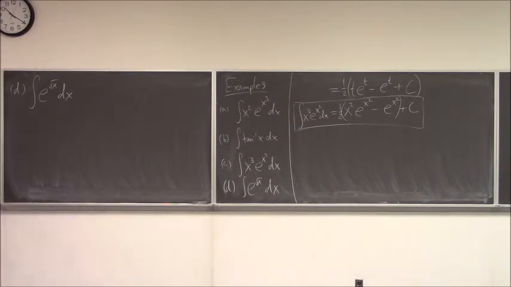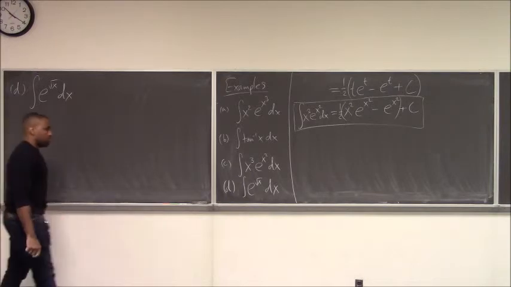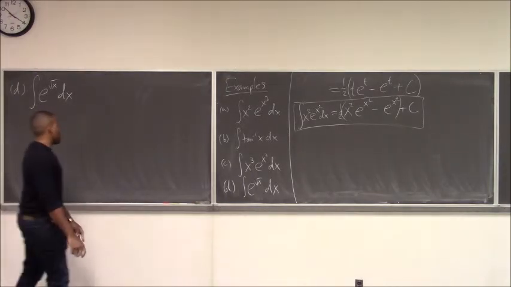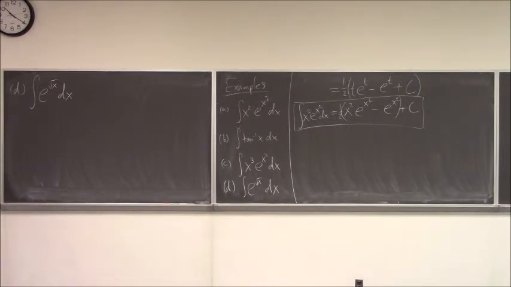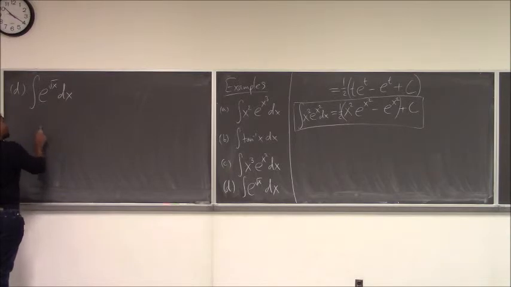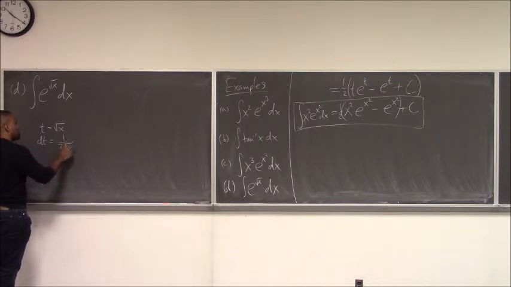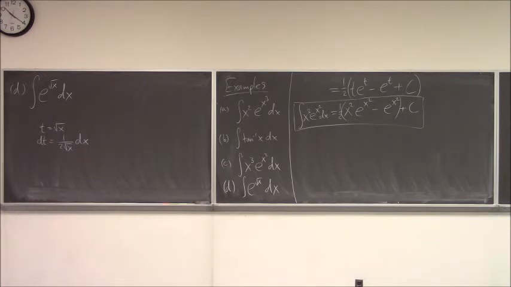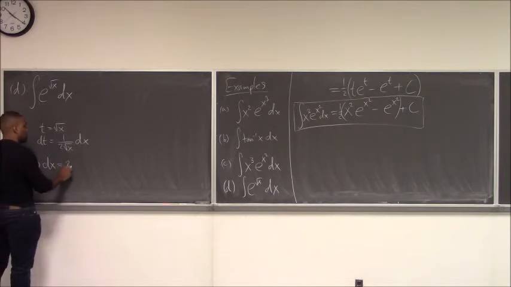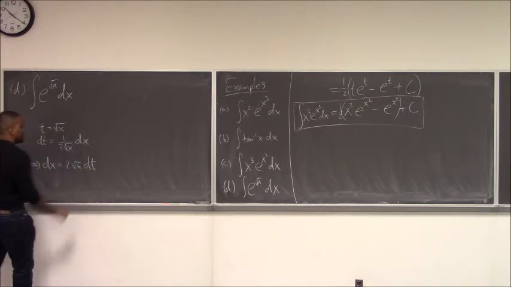Now, there are a couple ways you can deal with this one. But starting out with a substitution would be the way to go. So you set t equals radical x. Your dt would be 1 over 2 radical x dx. And so what you end up with is your dx ends up being 2 radical x dt.